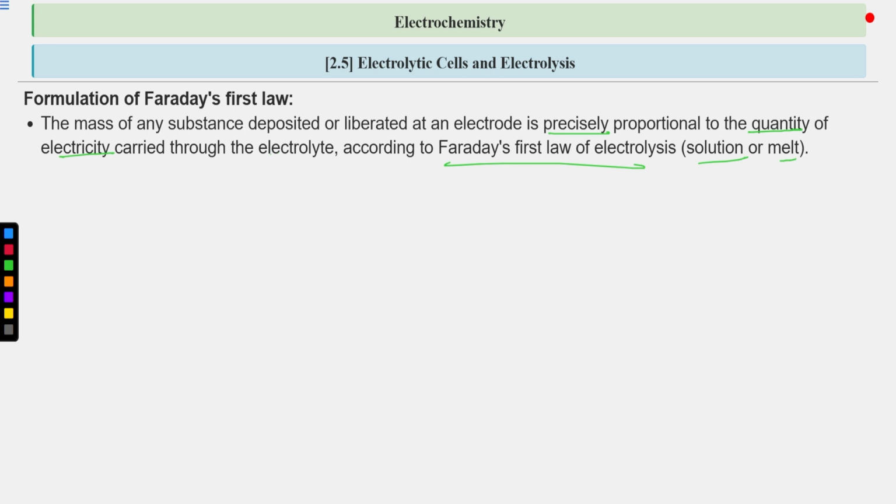We have just studied that the mass of any substance which is deposited, meaning deposited over the electrode, or liberated, meaning exiting out from the electrode, at an electrode is precisely proportional. Precisely means exactly, or nearly exactly, proportional to the quantity of electricity carried through the electrolyte. So this was the statement given by Faraday in his first law of electrolysis.